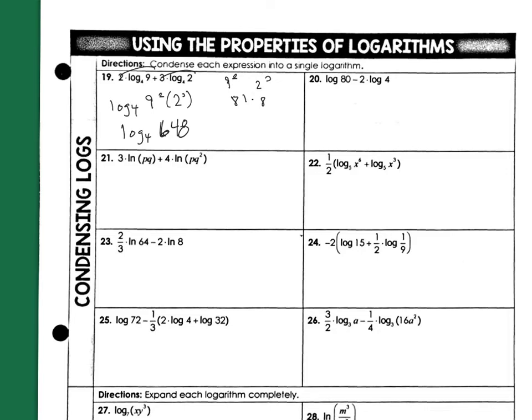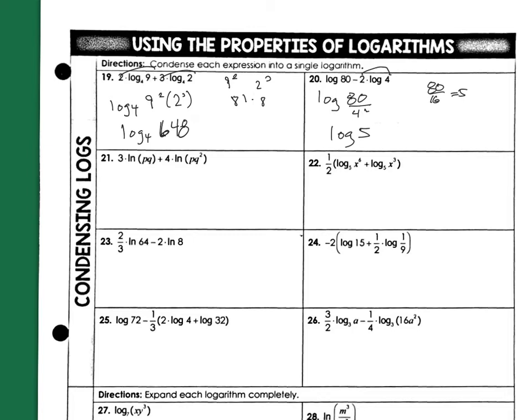I see some traction, also a power here, so this is going to be like this. So we have the log of 80 over 4 squared. So 80 over 16 is a 5, or just put it in the calculator, I guess. I don't know why I keep doing it without it. The log of 5 is the answer.